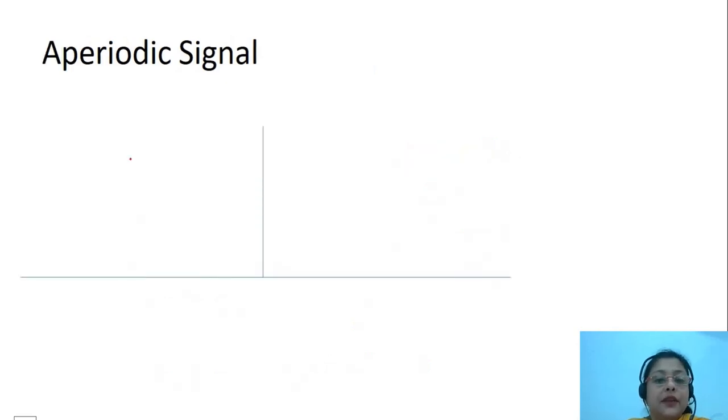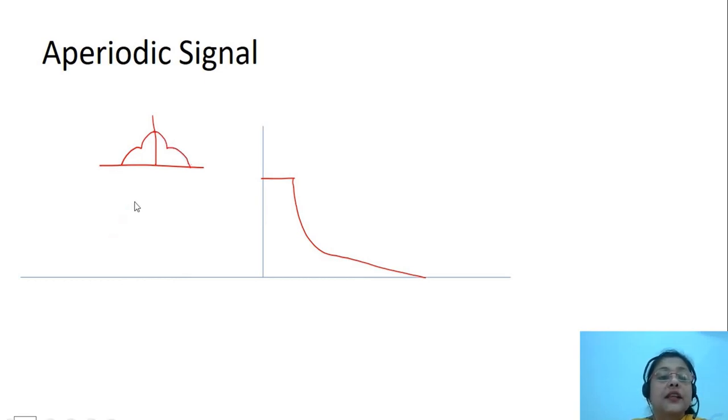Now what is an aperiodic signal? An aperiodic signal is a signal which does not repeat itself after a definite interval of time, or an aperiodic signal does not have any periodicity. For example, if we draw like this, this is an example of aperiodic signal. Another example we can draw. This is also an example of aperiodic signal. This aperiodic signal is not repeating itself after a definite interval of time.